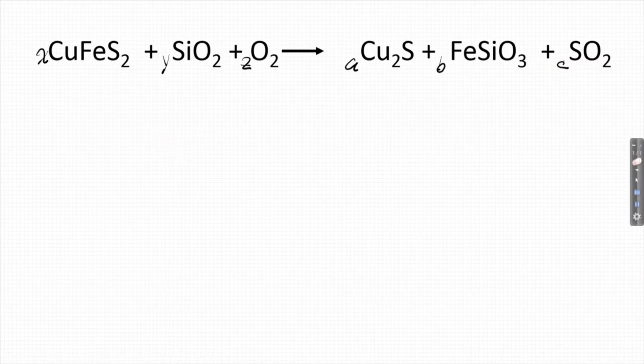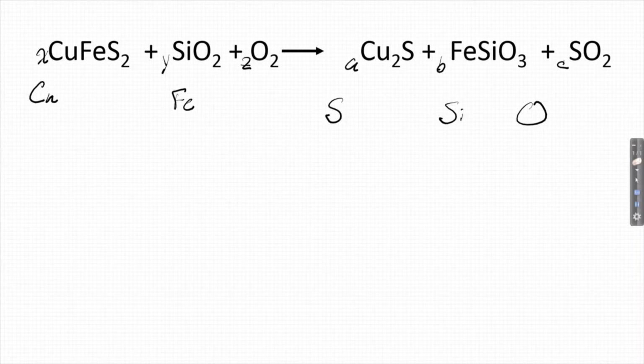The next step is to set up a series of equations, one for each of the elements involved in this chemical reaction. So I look here: I have copper, I also have some iron, I also have some sulfur, I also have some silicon and some oxygen. And I have oxygen in two places there. Let me scoot the sulfur and silicon over. Sulfur, silicon, and oxygen.